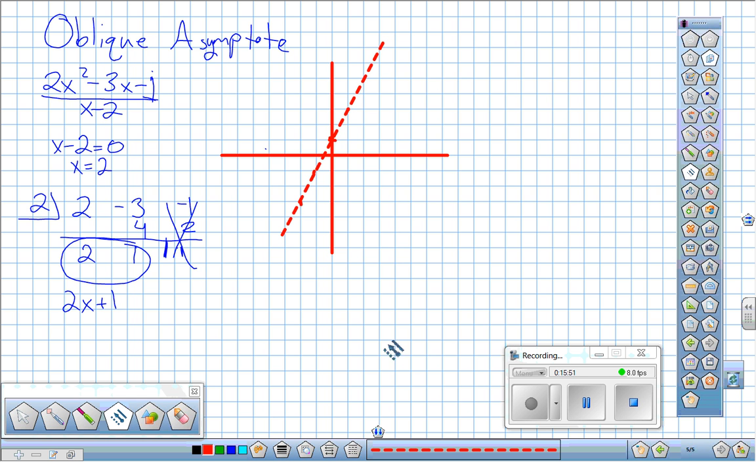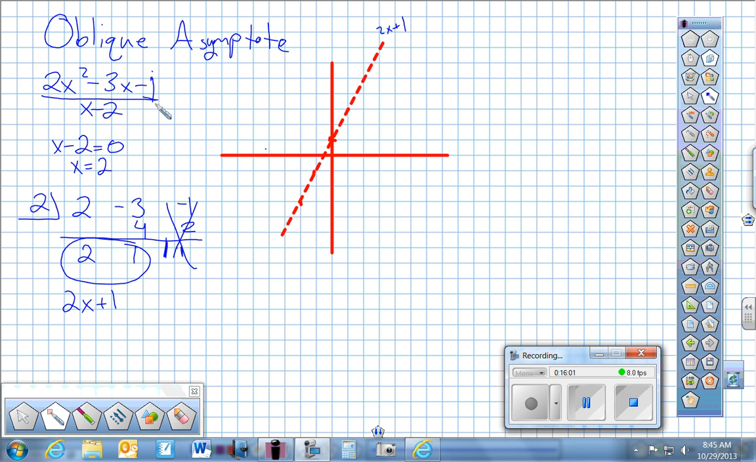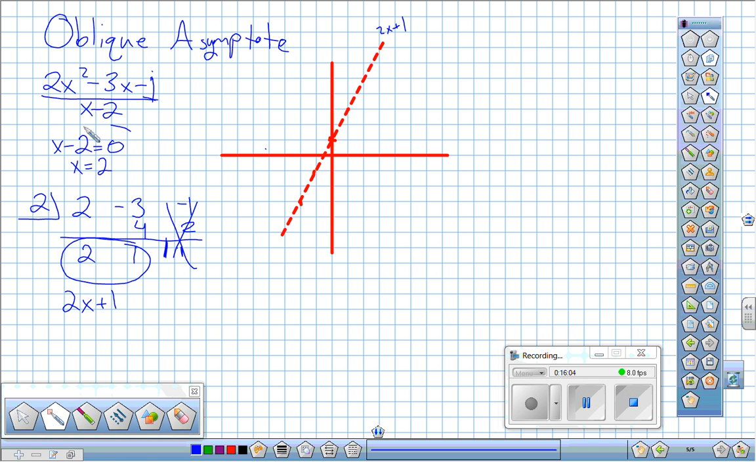That is where my oblique asymptote is going to happen. This is the line 2x plus 1. And then the other piece I have to do is when I figure out where my bottom piece equals 0, I'm also going to have a vertical asymptote at x equals 2. So x equals 2 is this line right here. So I'm going to have some graph in here, and what it's actually going to look like is these kind of crossways V's.